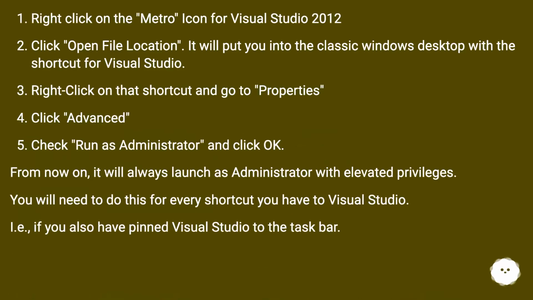Right-click on the Metro icon for Visual Studio 2012. Click Open File Location. It will put you into the classic Windows desktop with the shortcut for Visual Studio. Right-click on that shortcut and go to Properties. Click Advanced. Check Run as Administrator and click OK. From now on, it will always launch as administrator with elevated privileges.